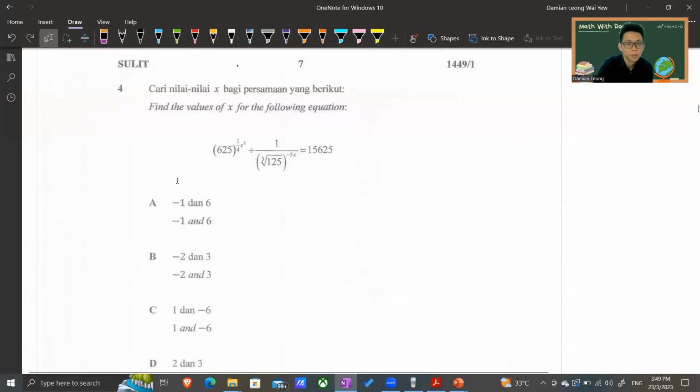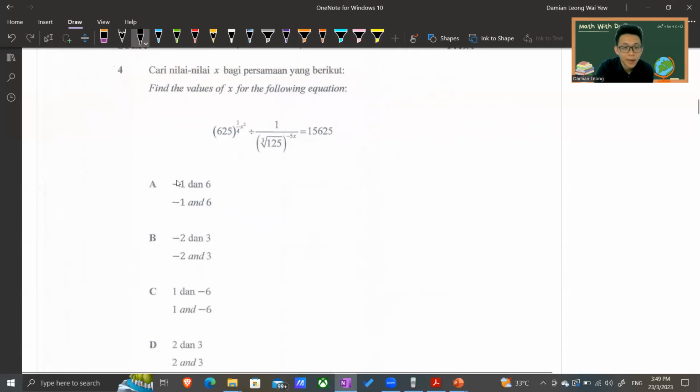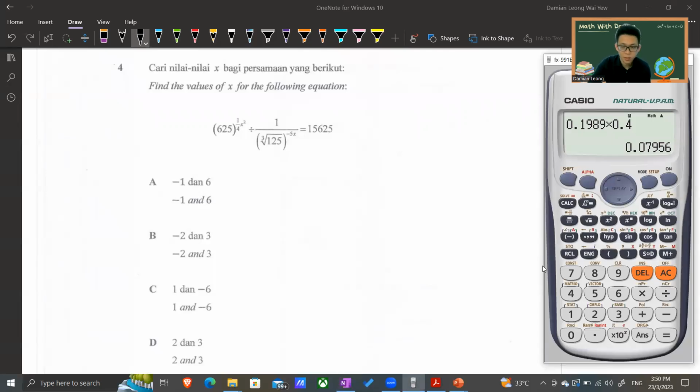Then question 4. Find the values of x for the following equation. So value of x for this equation. So I need to simplify first. So to simplify, you see 625, square root of 1, cube root of 125, 15625. Logically, this all relates to 5. Okay. 625 is 5 to the power 4. If you're not sure, you can try using your calculator. 5 to the power 4 is 625. Just trial and error.